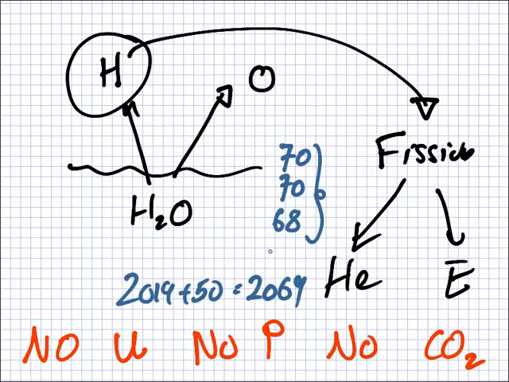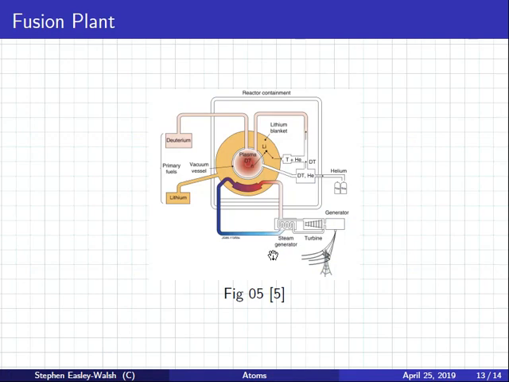Oh, I forgot to say, this process of turning hydrogen into helium and making energy, there's somewhere this happens naturally. There is a place where this happens naturally. Hydrogen turns into helium and makes energy. Does anyone know where this happens naturally?